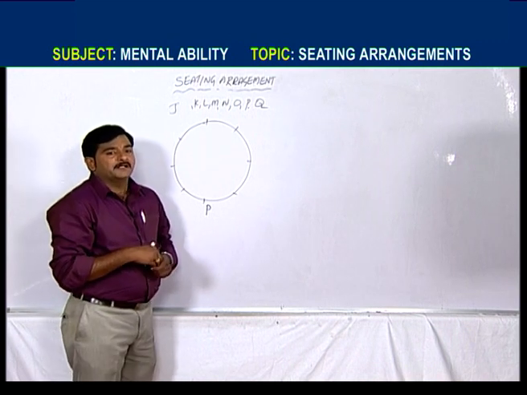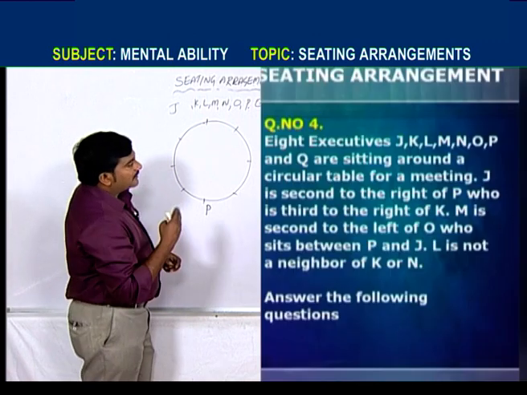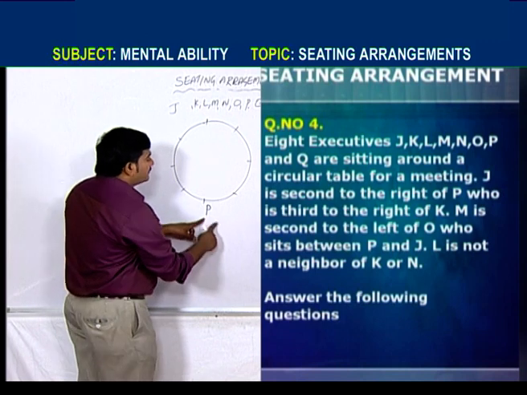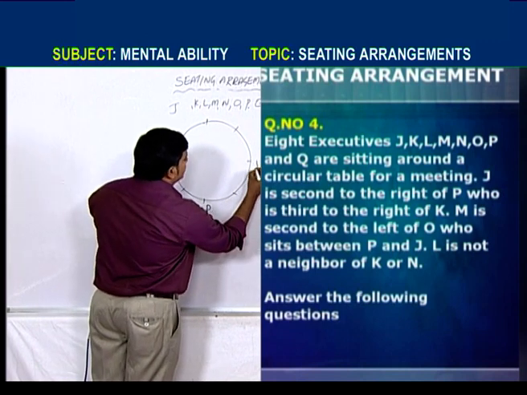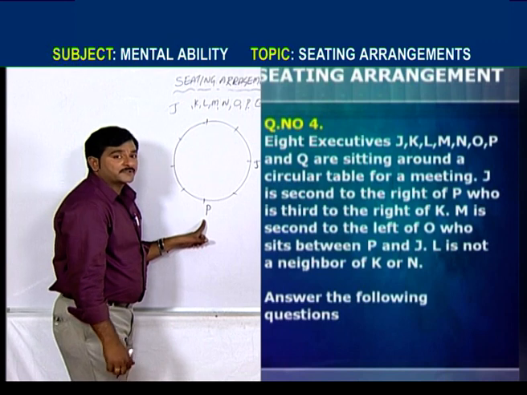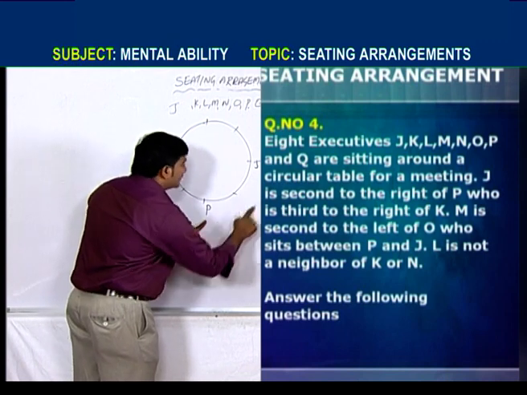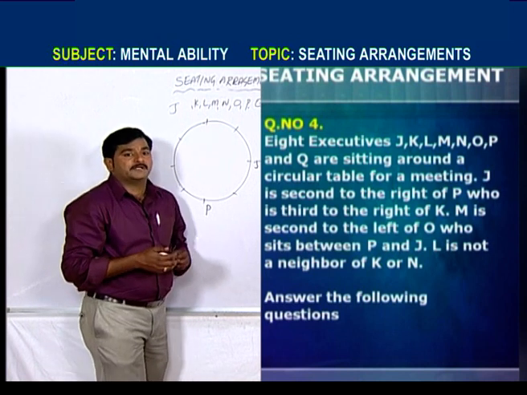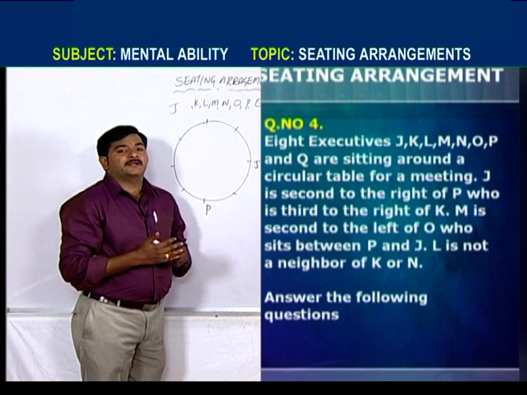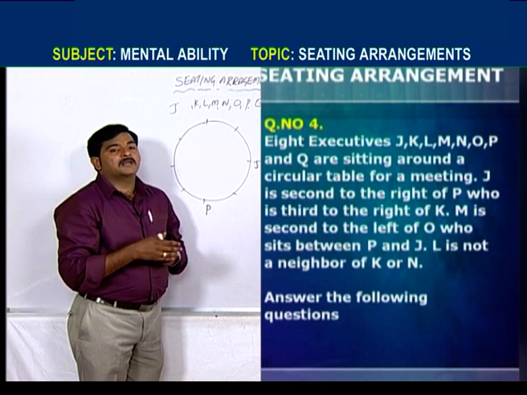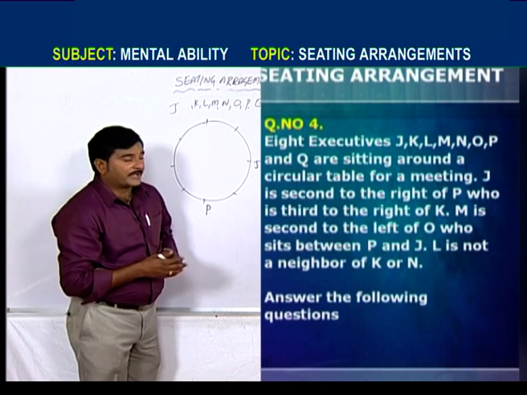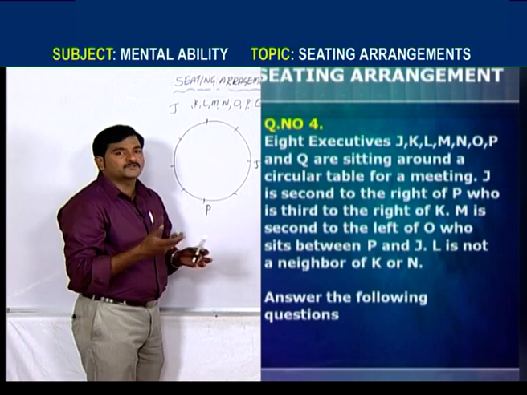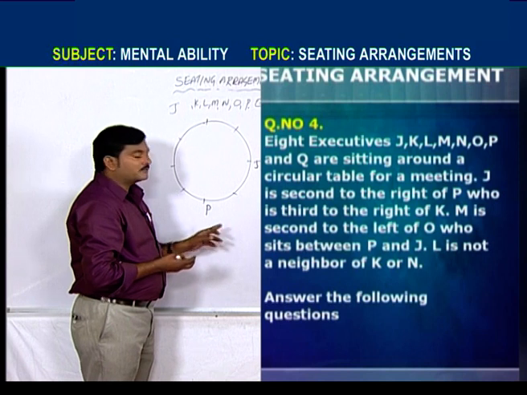Now what he mentioned here: J is second to the right of P. For this right of P, who is sitting? J is sitting. This position is J's position because J is sitting to the right of P. We know that already. Now the next question: who is third to the right of K? What does it mean? Who means who will come here? Is it about J or is it about P?